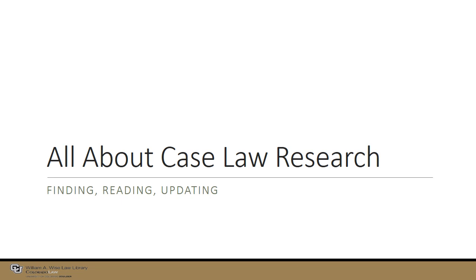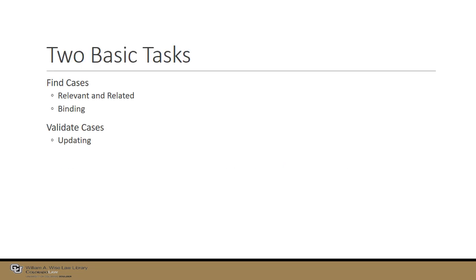In previous video presentations, we've looked at how to research statutory law and regulatory law and secondary authority research. In this presentation, we'll be looking at how to do case law research. When doing case law research, there really are two fundamental tasks. One is to find the cases that are relevant and related to your research problem and hopefully binding to the jurisdiction in which you're practicing. And the second is to validate the cases. That is to say, to update the cases to make sure that they are still good law.